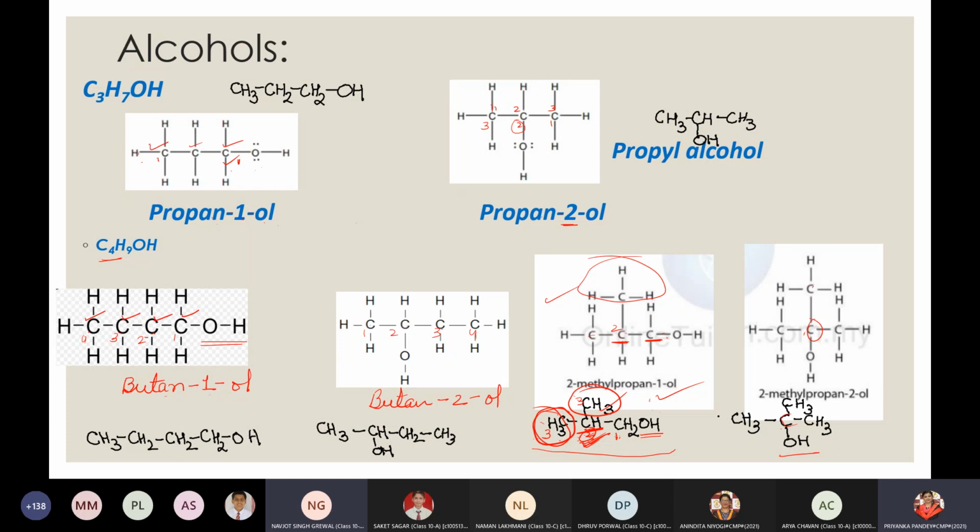Or if you have not written, write all the formulas, in the condensed formula as well as the branch structure of the same compounds. Meanwhile, I can take the questions if you have any. Yes, Anuj.